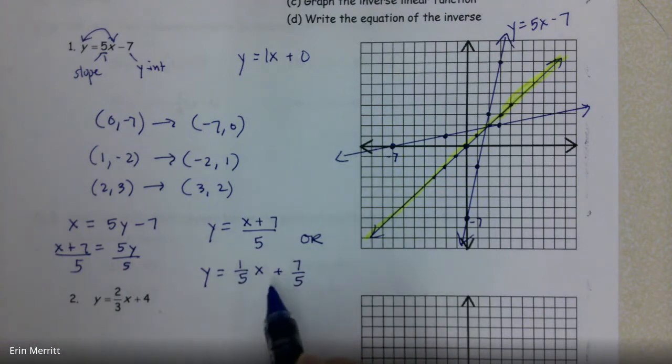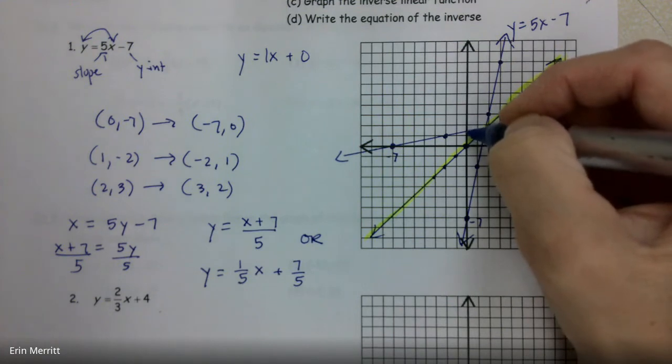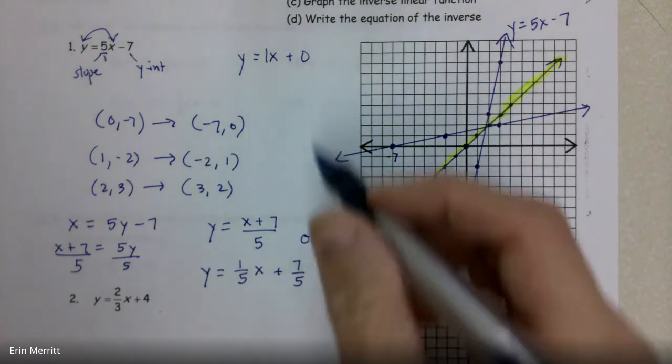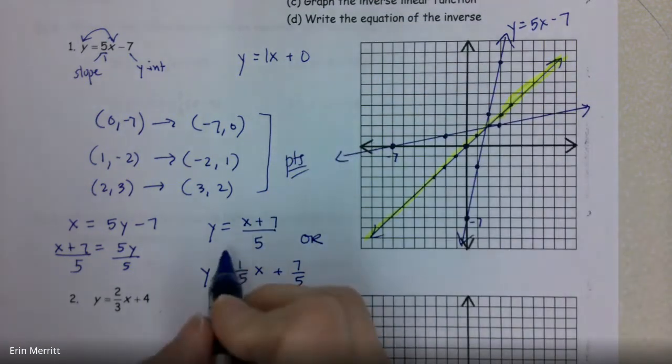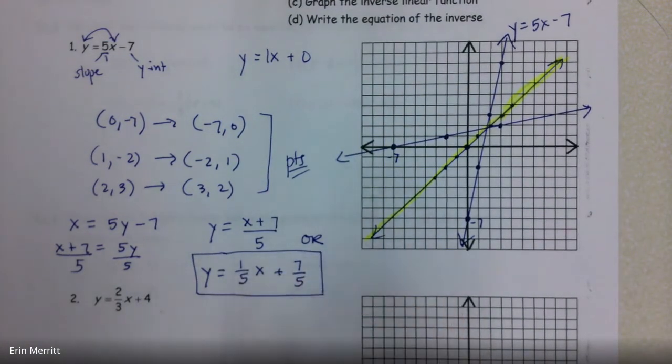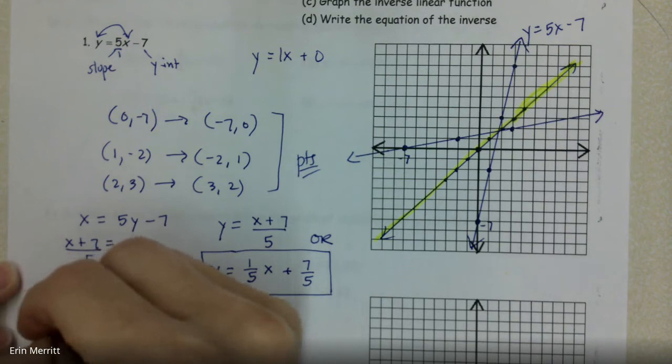This is not that easy to plot because 7/5, if I look, it's a little more than 1. That is where it crosses, but it's not easy to graph it this way. It's actually a little simpler to find a couple points and plot those. But hopefully it makes sense when we see the matchup there. All right, save number 2. We'll do that one in class.